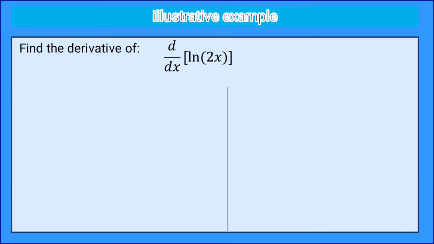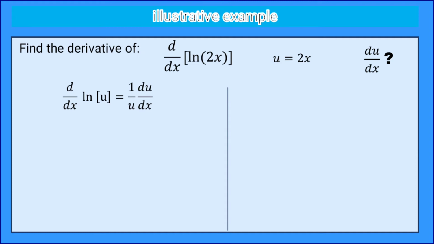Find the derivative of d over dx ln of 2x. So it's very clear that our u is 2x and we need to get the du over dx as well, because our theorem looks like this. When we have the ln of u, our derivative will be 1 over u times du over dx. So just plugging in the 2x for our u, we will get 1 over 2x times the derivative of 2x.